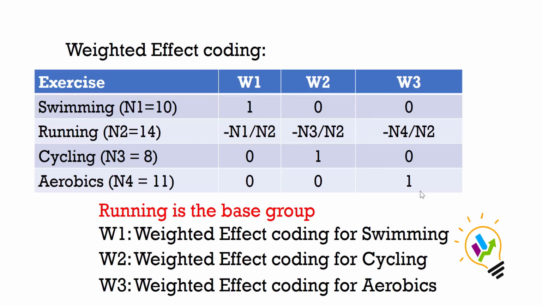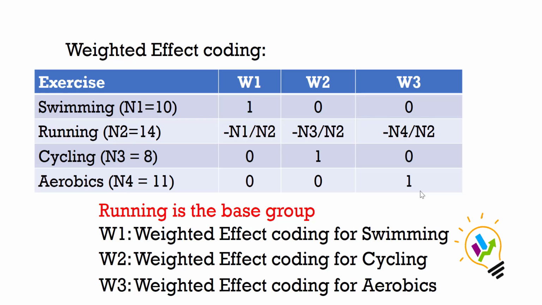Now let us see here. Swimming, running, cycling and aerobics, there are four categories. So when you do weighted effect coding, we are going to get three variables, that is W1, W2 and W3, that is number of categories minus 1. Here we have 4 minus 1 is 3. So we need to create weighted effect codings. Three codings must be done, so in this case I am doing three codings, W1, W2 and W3.